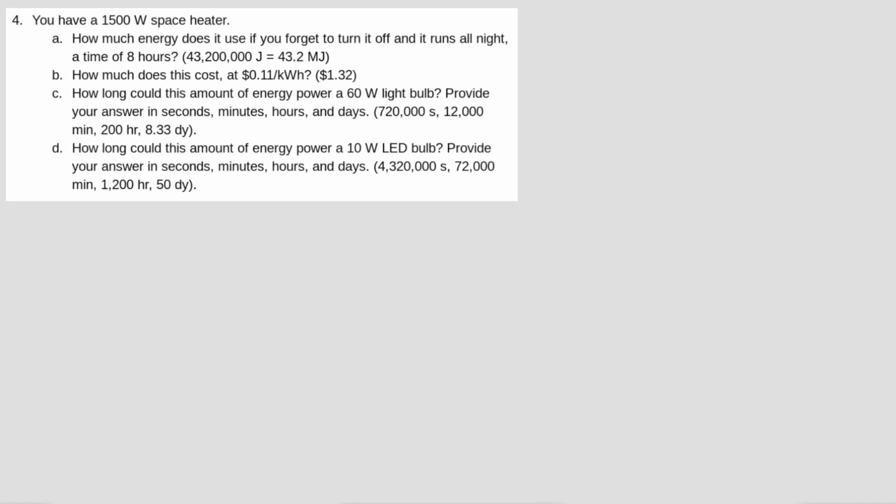This is chapter 9, homework number 5, and this is problem number 4. So let's see what we've got. We've got a space heater. We're going to forget to turn it off and it's going to run all night, and we're going to need to figure out how much energy it uses, how much that's going to cost, how much that amount of energy could power a 60-watt light bulb, an old-fashioned incandescent kind, and then how long that amount of energy could power a 10-watt LED bulb, the newer, more efficient kind.